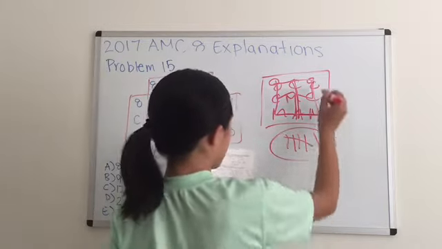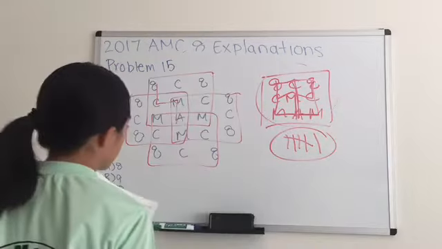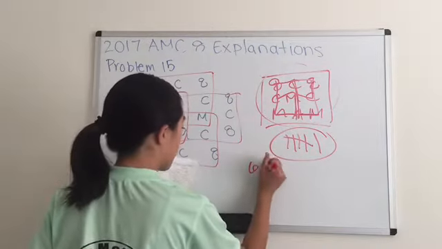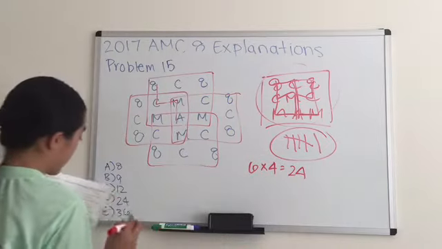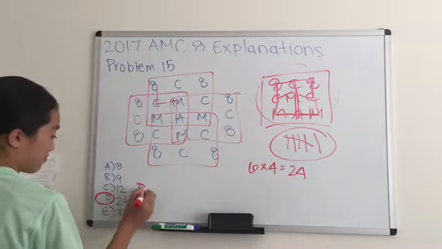Which means there's 6 combinations for one of these parts. Since there's 4 parts, that's 6 times 4, which equals 24, which gives us our answer of D.